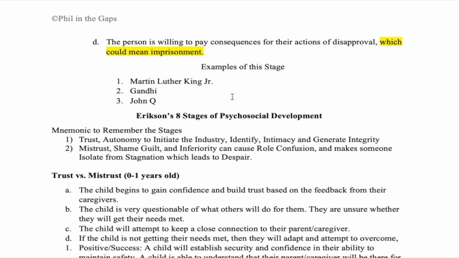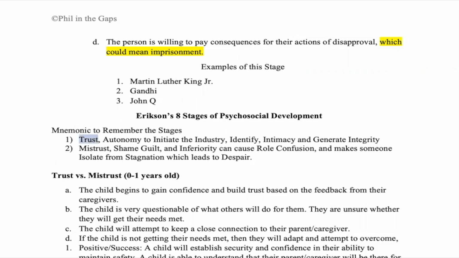So a mnemonic to remember the stages within Erikson's 8 stages of psychosocial development is as follows. The first one is focused on the quote unquote positive side: trust, autonomy, to initiate, the industry, identify, intimacy, and generate integrity. On the failure side, or the negative side: mistrust, shame, guilt, and inferiority can cause role confusion and makes someone isolate from stagnation, which leads to despair. So each word in these mnemonics is going to equate to half of a stage. So when you put it together, you have the entire sandwich.